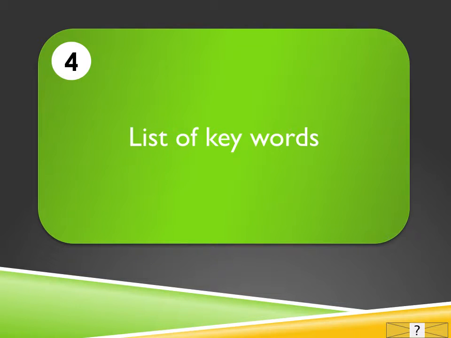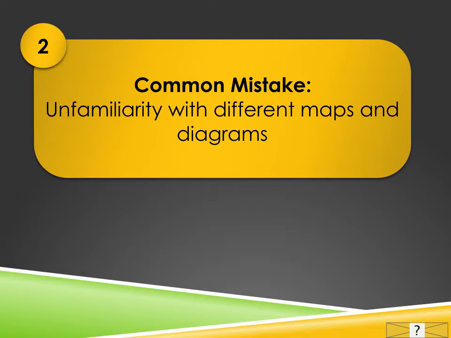Most importantly, we need to provide learners with a list of key words and explain to them what these words mean. For example, when it says distinguish or justify or outline or suggest, that they actually answer the question at the correct cognitive level. Now, the next common mistake is that learners aren't familiar with different maps and diagrams.